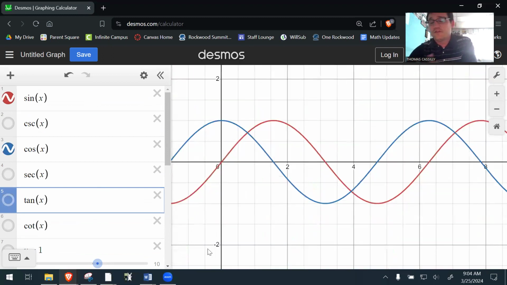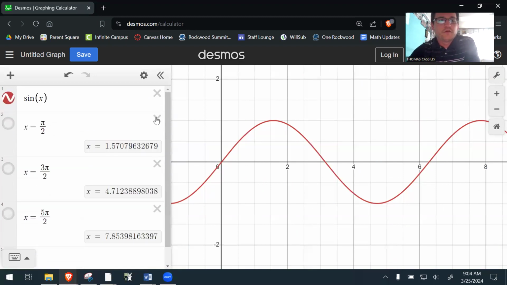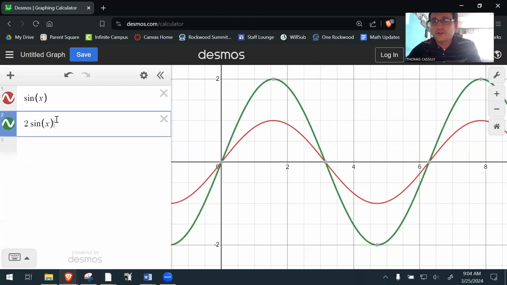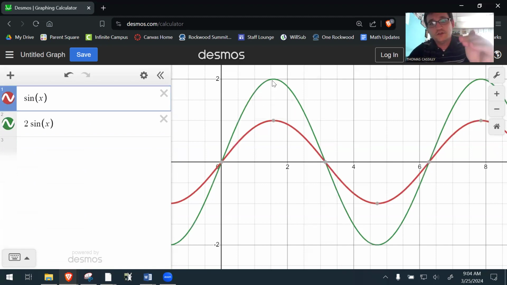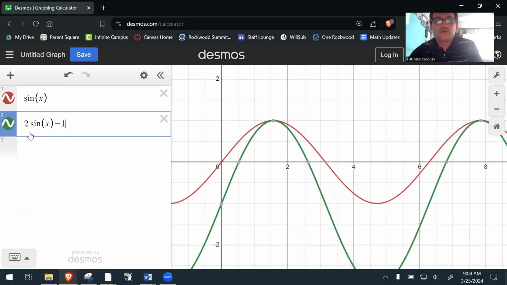But the ones that we've talked about the most in depth are definitely your sine and your cosine. And this unit was all about shifting them up, down, left, right. So let me just get rid of everything here. If I just look at this sine function, if I graph a new one, I'm going to say like 2 sine of x, right? That changes the amplitude. So instead of being 1 unit tall, it's now 2 units tall. If I say 2 sine of x minus 1, I shift the whole thing down 1 unit.